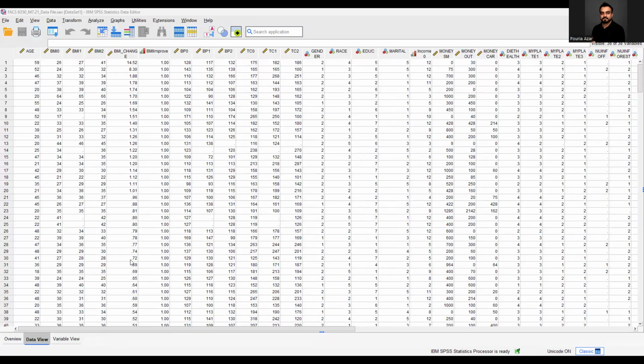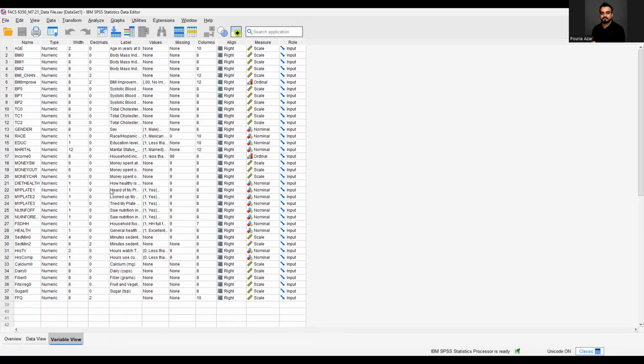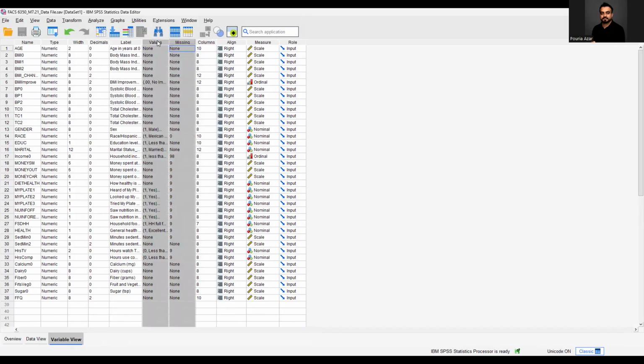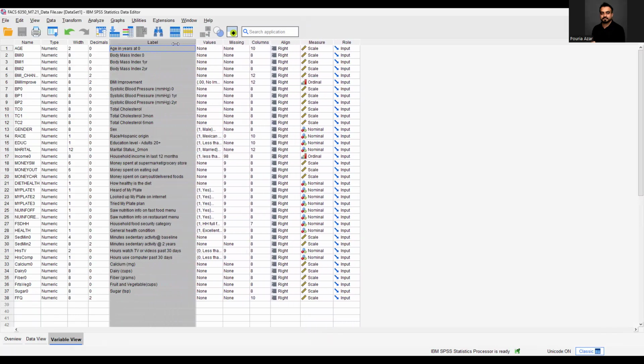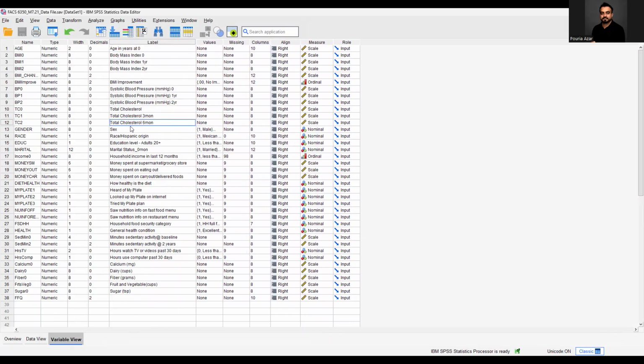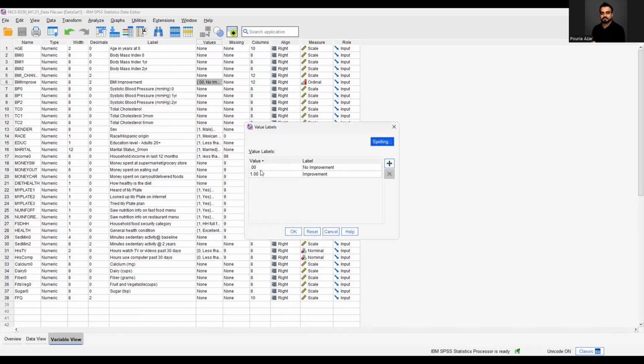So this is my data set. This is the data set you will be using for this module assignment. This is the variable view. I have total cholesterol at baseline, total cholesterol at, I think, 3 months, and total cholesterol at the 6 month mark. And here I have BMI improved or BMI not improved. The label is 0 is no improvement, 1 is improvement.